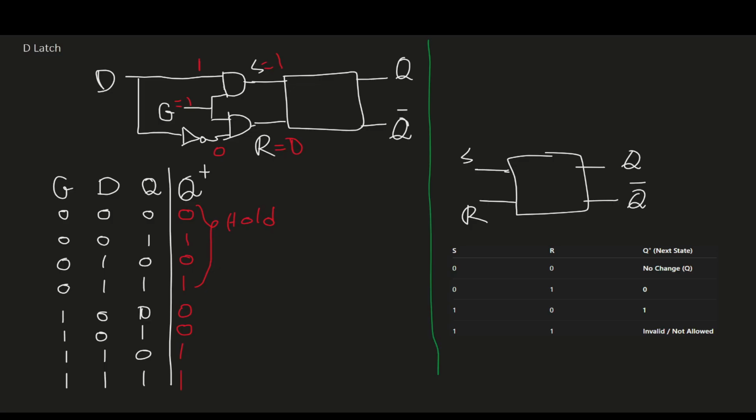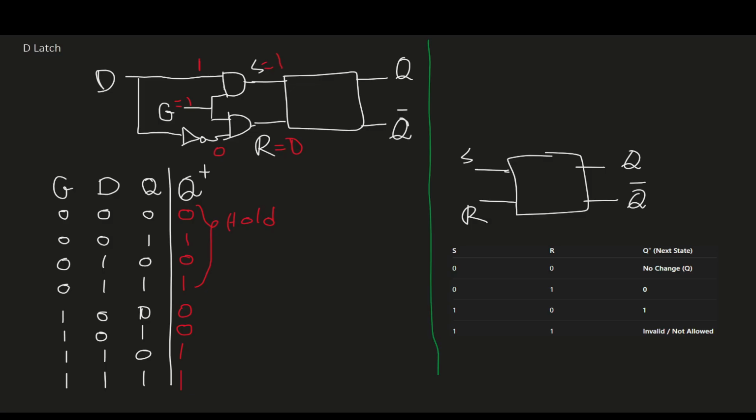So let's look closely at when the gate is enabled. Q plus will be equal to D. That's why we call it the transparent latch as well.